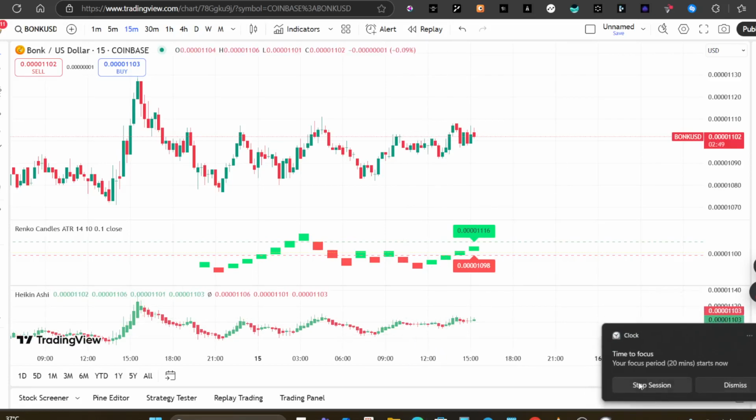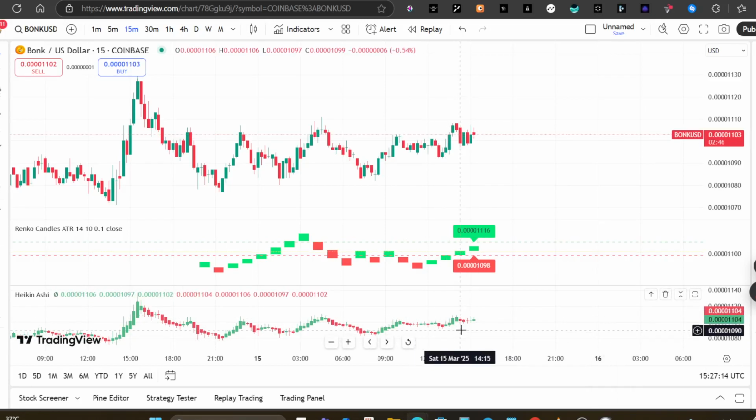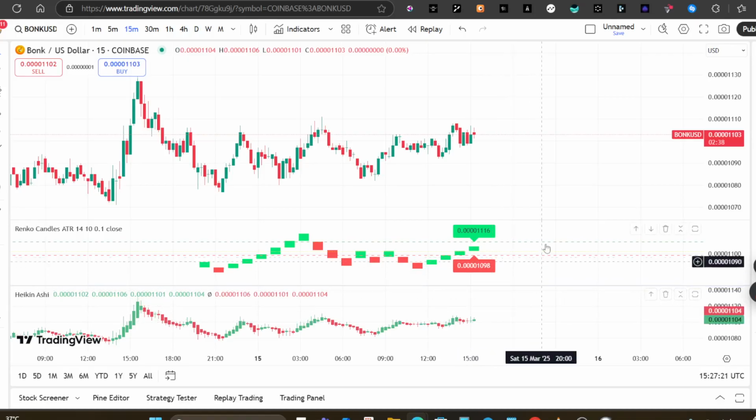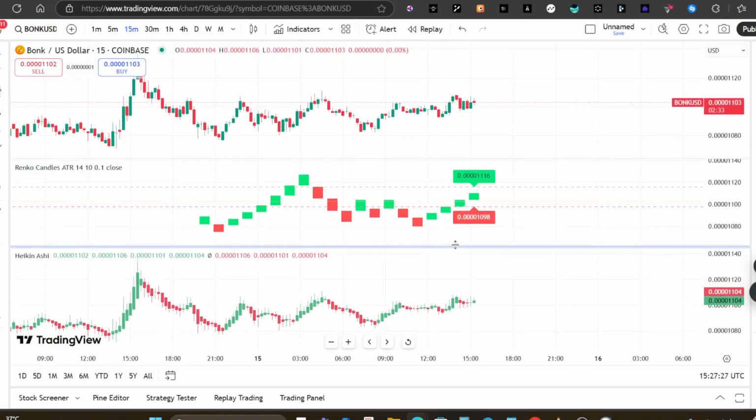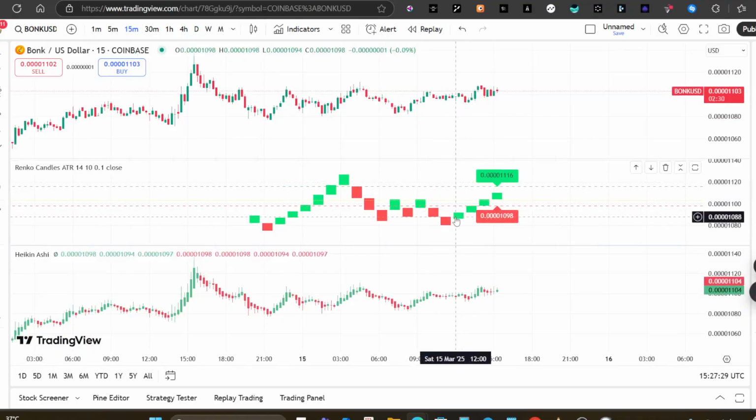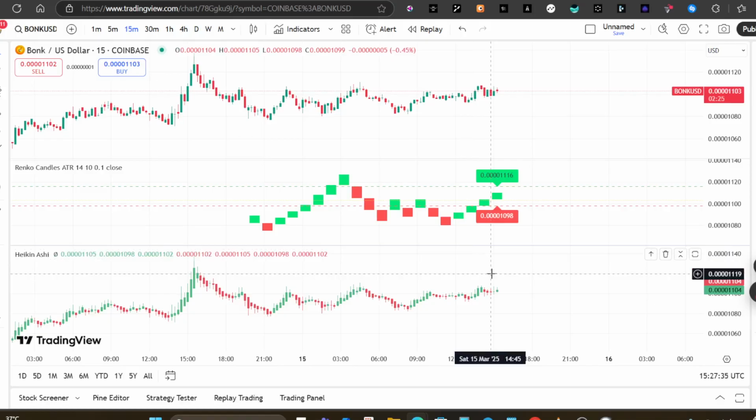So unlike regular candlesticks, Heikin Ashi averages price movements, creating smoother transitions between trends. Okay, so when you combine these, you get a powerful trend following system that cuts out unnecessary fluctuations and focuses only on the real price action. So now that we understand what it is, let us go over how to apply it in real trading.